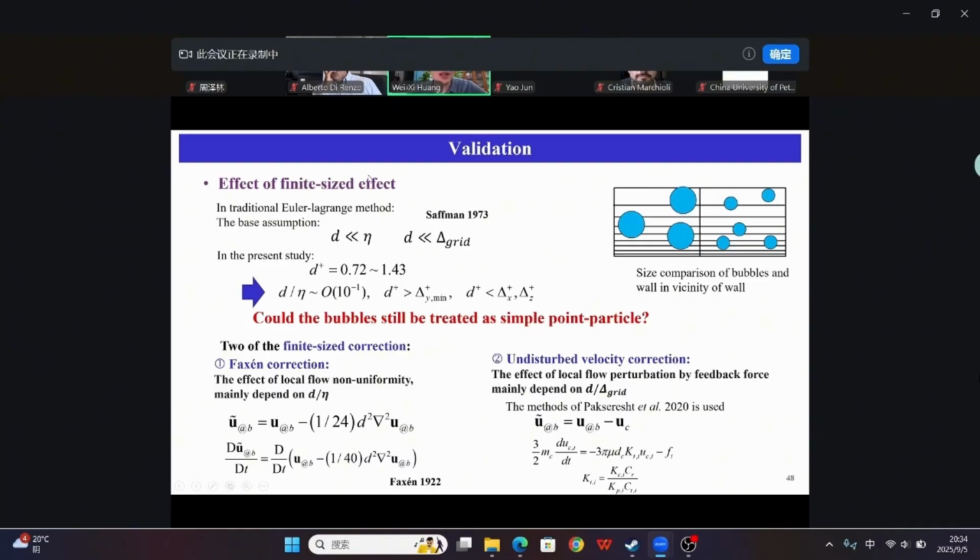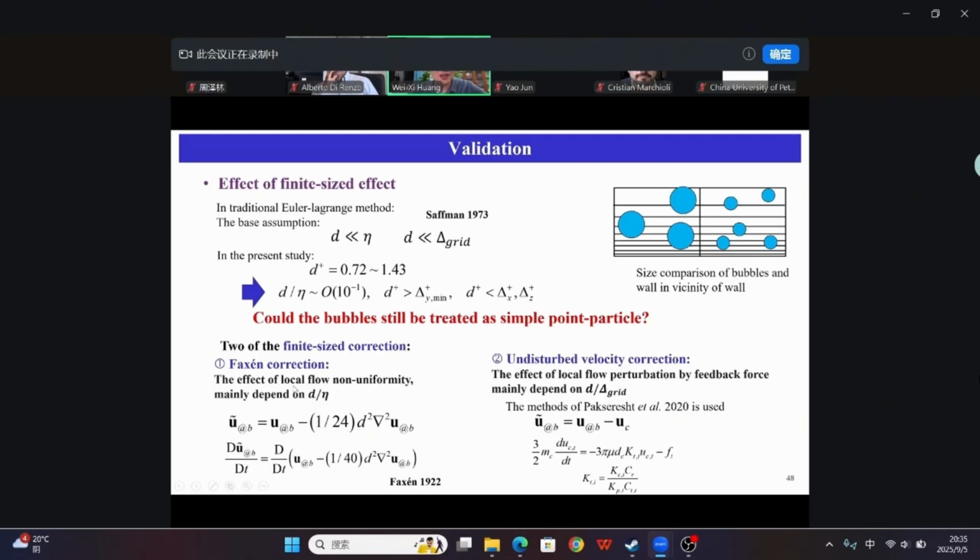Another issue to consider is the finite size effect. Theoretically, D should be much smaller than the Kolmogorov scale and the grid. But here it's about 1, and it's much smaller than the streamwise grid size, but may be larger than the normal grid size in the very near wall region. So we also test the two finite size corrections reported in the literature.